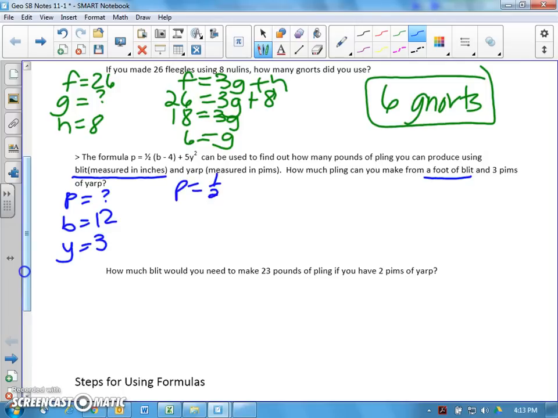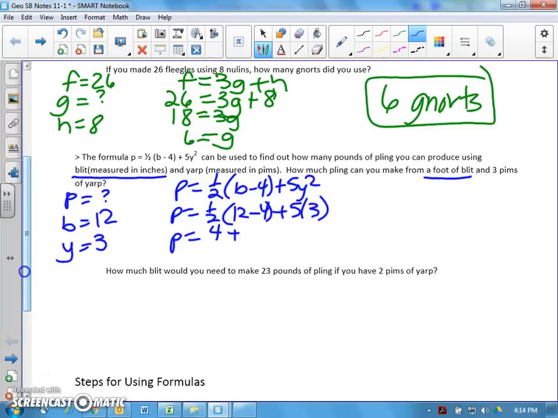So here's your formula. And we're going to substitute in what we know. We know that B is 12, and we know that Y is 3. So we're going to do our calculations. 12 minus 4 is 8. Half of that would be 4. 5 times 3 is 15. So we get 19 for our answer. So this is 19, which is the P. P is pling, and it tells us that we have pounds of pling. So this is going to be 19 pounds of pling.